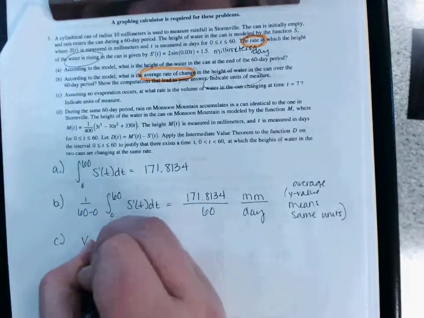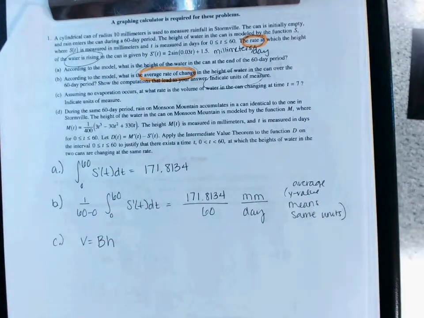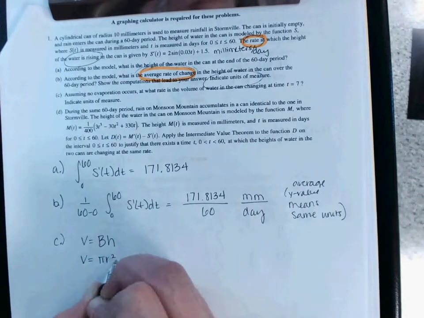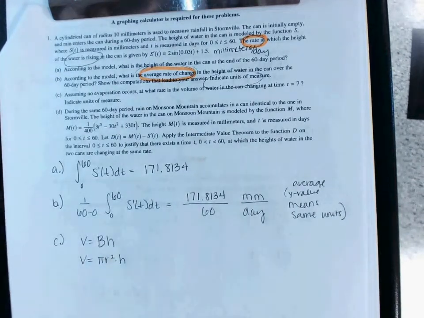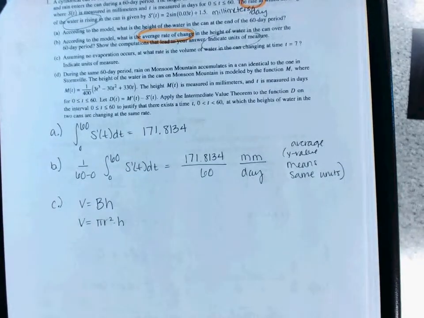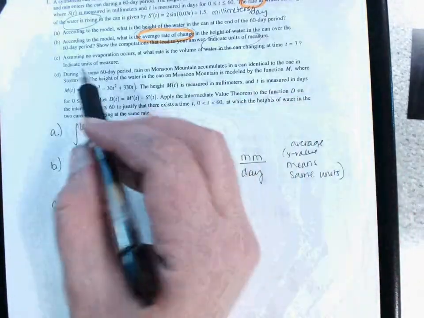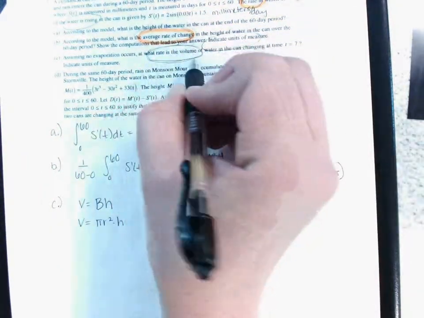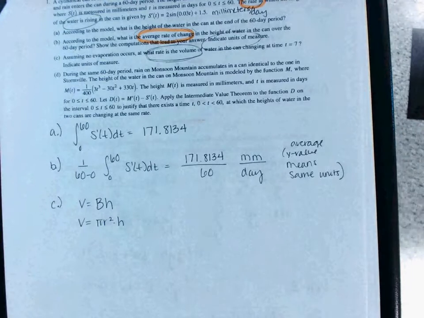Now, it's a can. What shape is the base? It's a circle. So what's the area of a circle? Pi r squared h, right? Now, I want to know the rate that the volume is changing, right? That means I'm going to have to take a derivative. Are we on the same page so far?